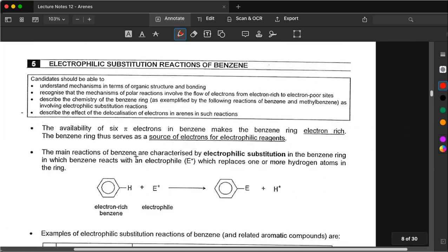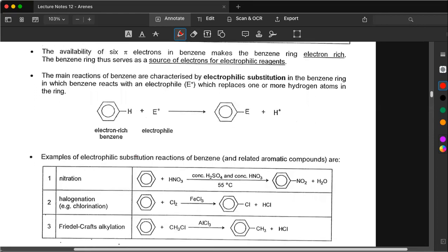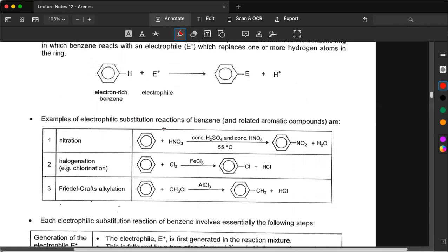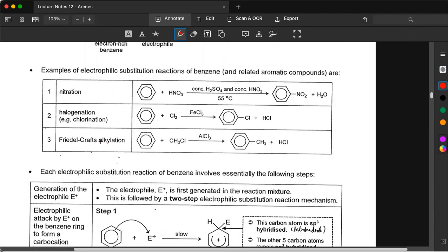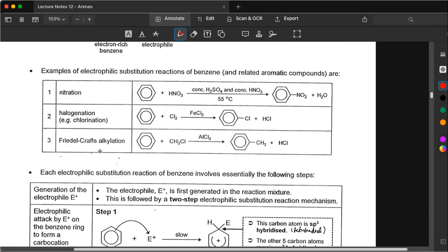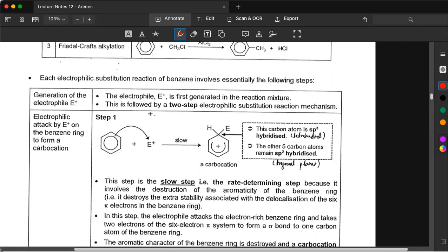Now, let's look at the reactions. The 6 pi electrons make the benzene ring electron rich and make it a source of electrons for electrophilic reagents. So we're going to talk about electrophilic substitution, where the benzene reacts with the electrophile that replaces one or more hydrogen atoms in the ring. These are examples of electrophilic substitutions: nitration, halogenation, and Friedel-Crafts alkylation, which we're going to talk about individually.